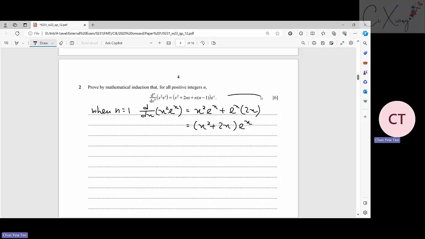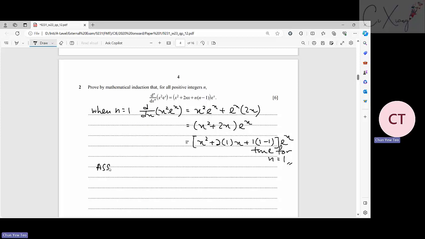But we need to show that it will fulfill the right-hand side. So in order to show that it fulfills the right-hand side, we just follow. It will be the same as x squared plus 2 times 1, n is 1 over here, times x, plus 1 multiplied by 1 minus 1. So true for n equal to 1.